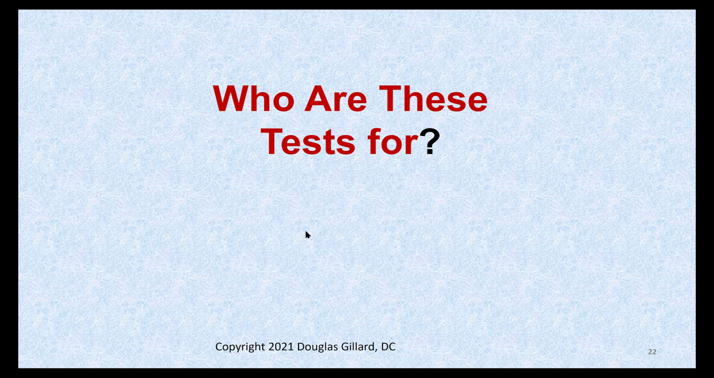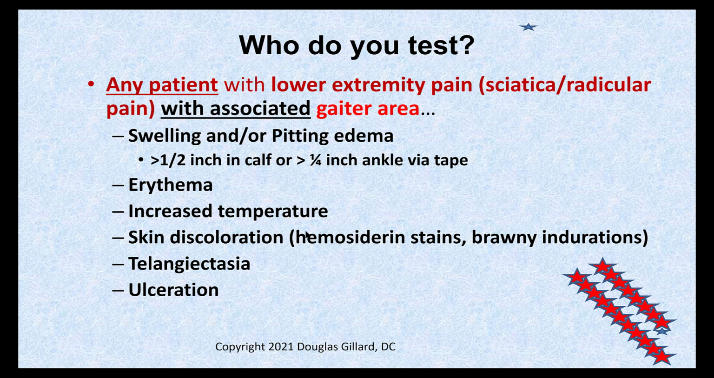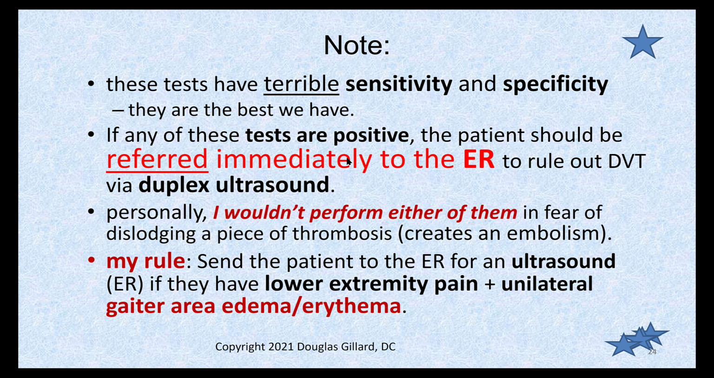Homan's test, and who are these tests for? These are for your sciatica patients. If you have a sciatic patient come in, you can do this test on them, especially if they have pitting edema or swelling or erythema or increased temperature. You should do this test. Personally, I wouldn't do it. I'd just send them to the ER. If you want to do it, it's fine. The sensitivity and specificity for Homan's is about 30%, which is really a waste of your time to do. It is on boards, though, so you should probably do it. Okay, everything I said.